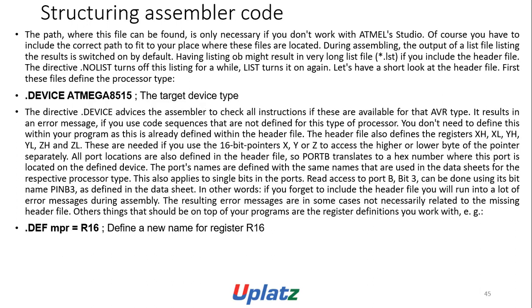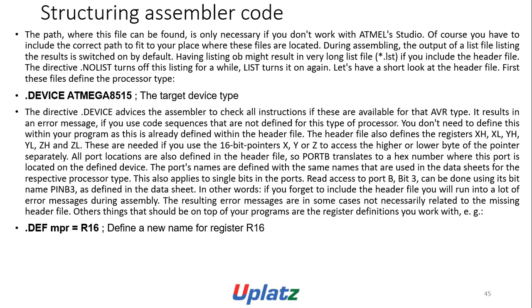During assembling, the output of a list file, listing the results, is switched on by default. Having listing on might result in a very long list file, star.list. If you include the header file, the directive .nolist turns off this listing for a while. .list turns it on again.